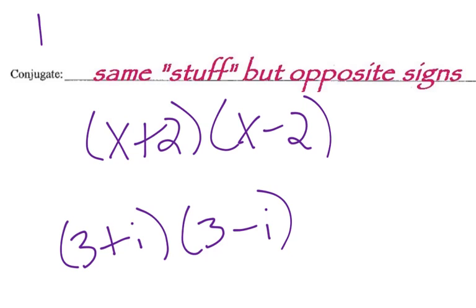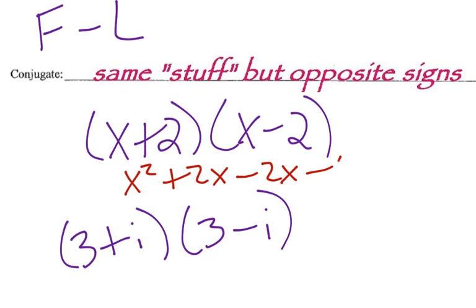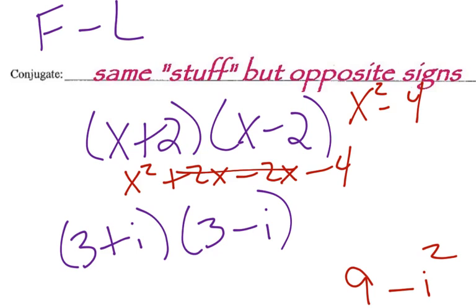Remember when we dealt with conjugates, we just had to do first minus last. You didn't have to do the complete FOIL because the middle two are going to cancel. On this one, you would have x squared plus 2x minus 4, and those cancel. So anytime it's a conjugate, you don't have to waste your time. Just do first minus last. x squared minus 2 times 2 is 4. This one, if you do your first minus last, 3 times 3 is 9, minus i times i is i squared. And we're going to talk in a little bit about how to handle the i squareds.